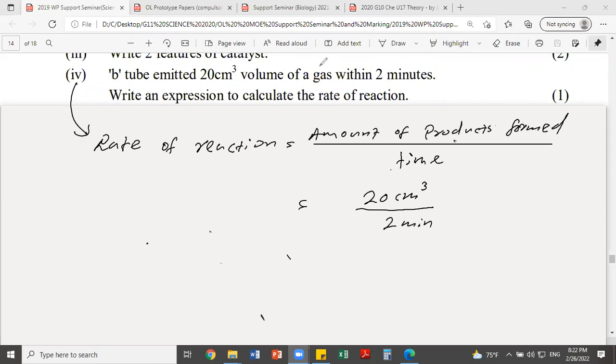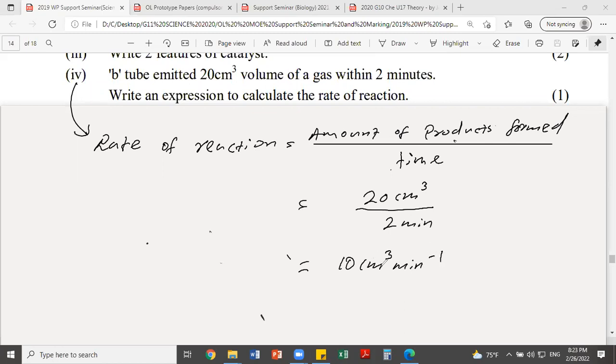Some reactions are slow, then you have to write the time in hours. Some reactions are very fast, then you have to write the time in seconds. Depending on how fast it happens, the time can change from seconds to minutes or hours. Sometimes you have to express the rate of reaction in cubic centimeters per hour, because the reaction is very slow. So the final answer: 10 cubic centimeters per minute. This is how you write the rate.